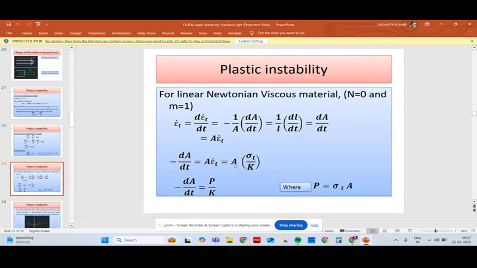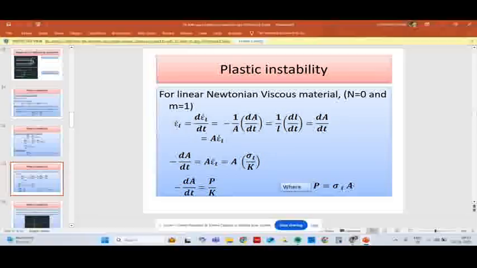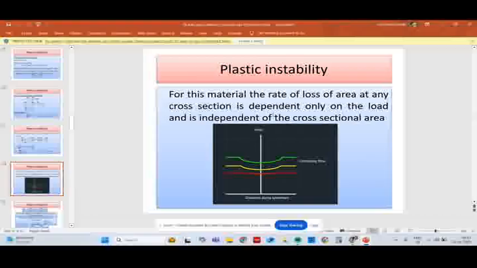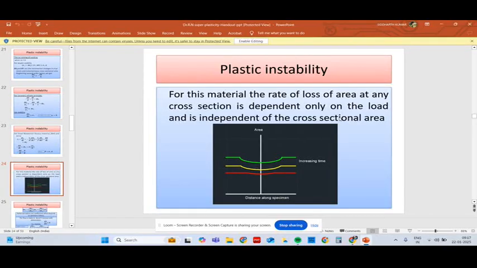Epsilon dot equal to sigma by k from the constitutive equation. A into sigma is nothing but P. So minus dA by dt equal to P by k, where P is equal to sigma into A. For plastic instability, for superplastic material, the rate of loss of area at any cross-section is dependent only on the load, and it is independent of the cross-sectional area.